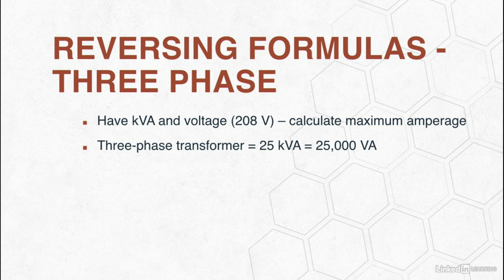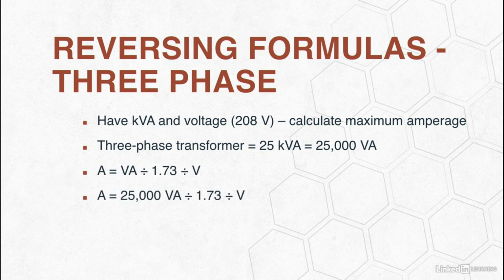How about a three-phase transformer? 25 kVA times 1,000 would make 25,000 VA. It's then divided by 1.73, which equals 14,450. You then divide it by the voltage, 208, which would give you 69.47 amps.